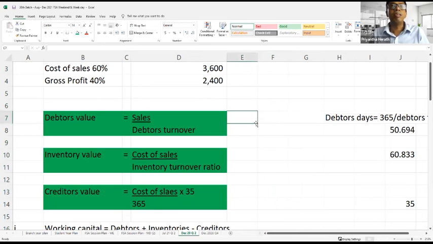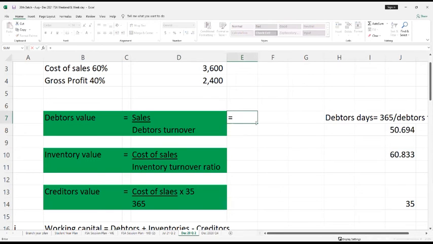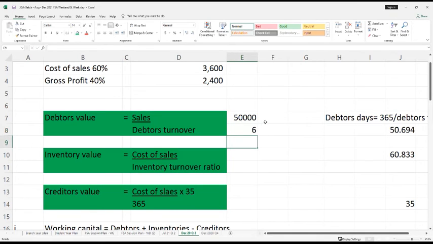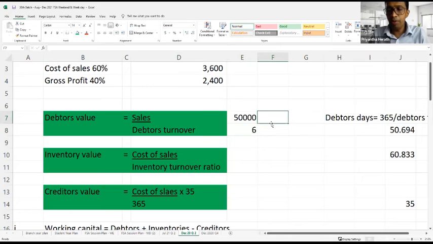Right. Sales. What's the value of sales? 50,000. And debtors turnover? 6. Therefore, debtors value is 8,333. This is the answer. Debtors, 8,333. Then inventory, cost of sales given in the question?